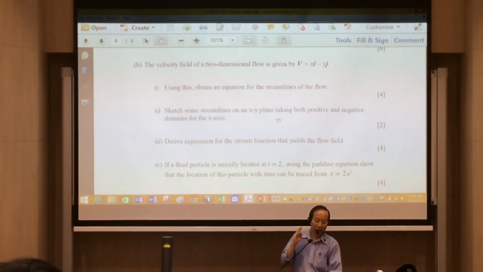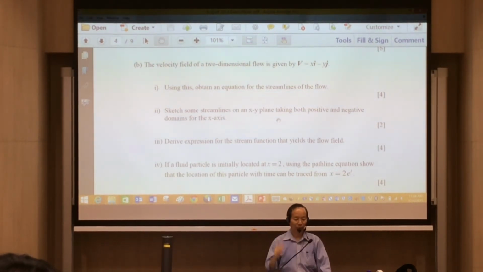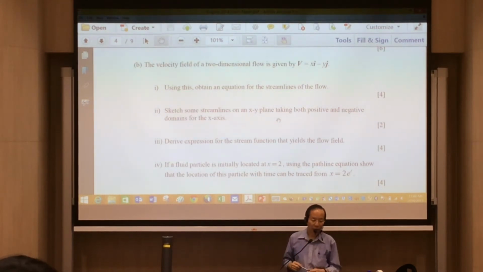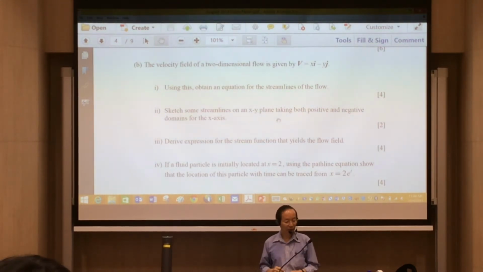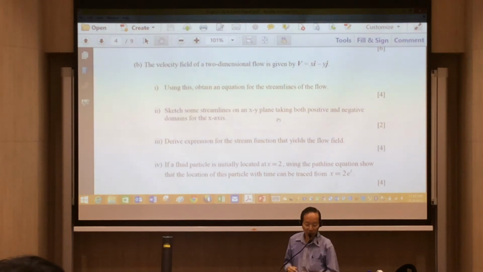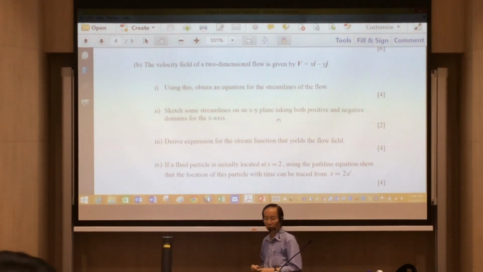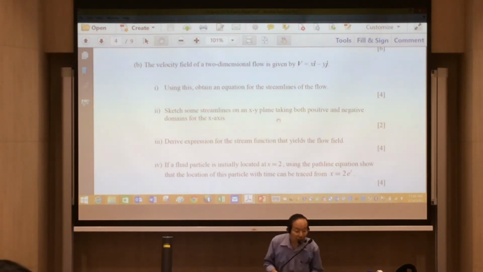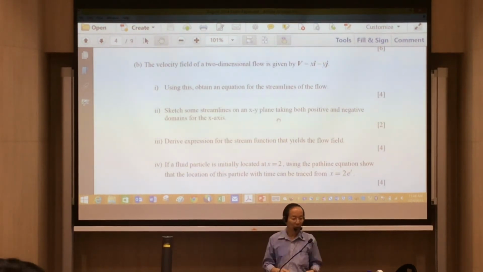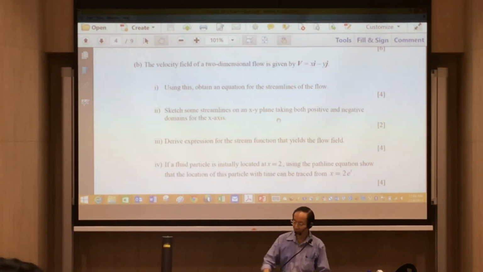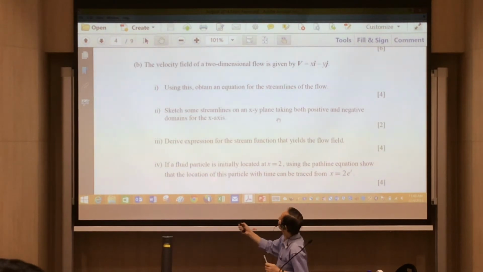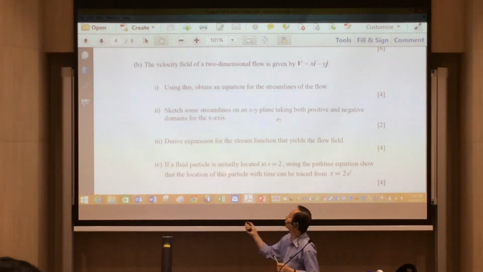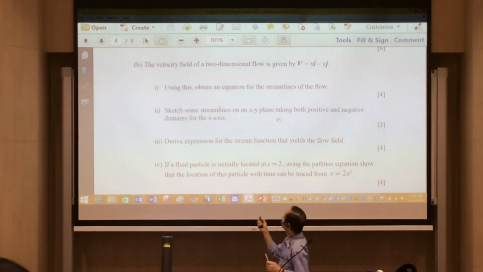If a free particle is initially located at x equal to 2, using the pathline equation, show that the location of this particle with time can be traced from x equals 2 to 2 to the power 2 times e to the power t. So part 4 here, any significance in the words "initially is located at x equal to 2"?